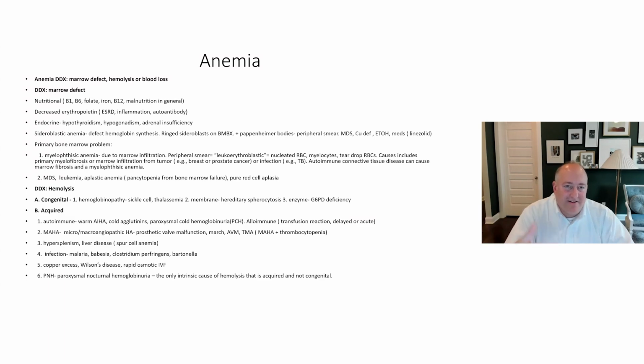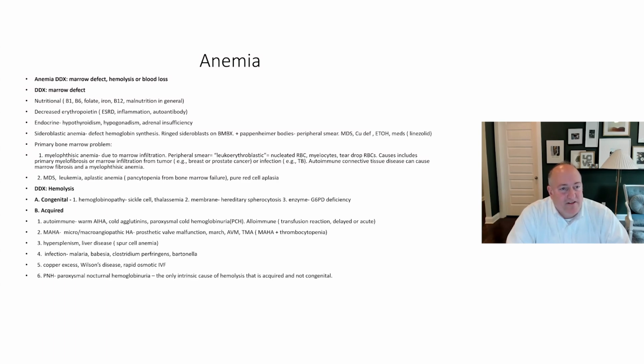So blood loss is obvious, GI, whatever. Hemolysis, we're going to talk about. And then marrow, I wrote here just the major differential of what's wrong with the marrow. This is a pretty comprehensive list. Nutritional, we think iron, B12, folate, but malnutrition in general, sometimes thiamine, B6 can do it. Decreased erythropoietin, if they're on dialysis, or if they have chronic kidney disease and they're just not making enough erythropoietin, which you need to make red blood cells. Inflammation, and rarely an autoantibody against erythropoietin.